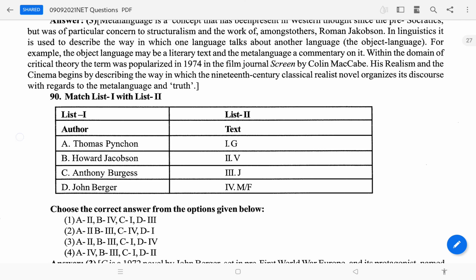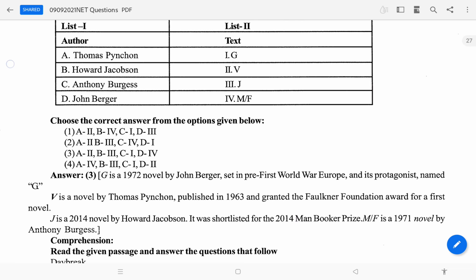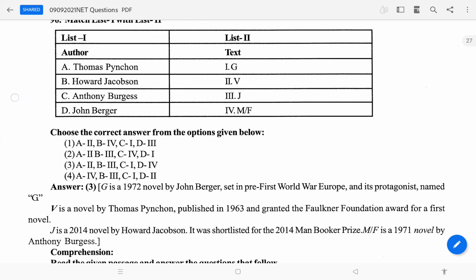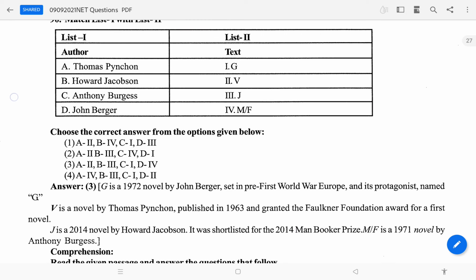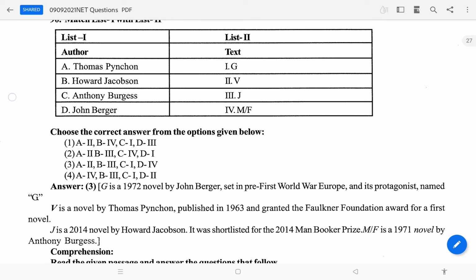So let's see question number 90, and it is also a matching question. G is a 1972 novel by John Berger set in pre-First World War Europe, and its protagonist is named G. Then V is a novel by Thomas Pynchon published in 1962, granted the Faulkner Foundation Award for a first novel. Thomas Pynchon, he was a famous American writer, right?